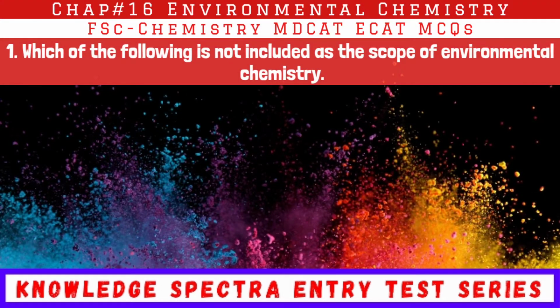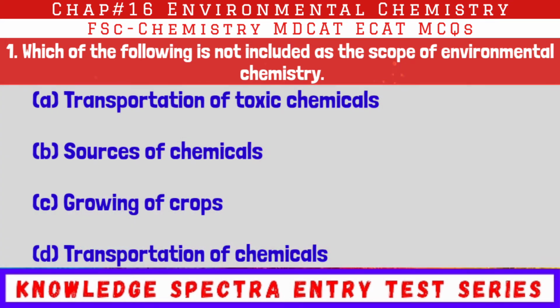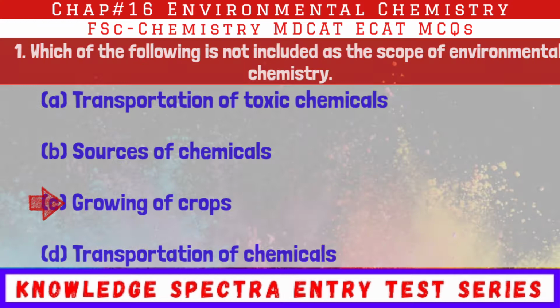1. Which of the following is not included as the scope of environmental chemistry? A. Transportation of toxic chemicals. B. Sources of chemicals. C. Growing of crops. D. Transportation of chemicals. Correct answer is C. Growing of crops.